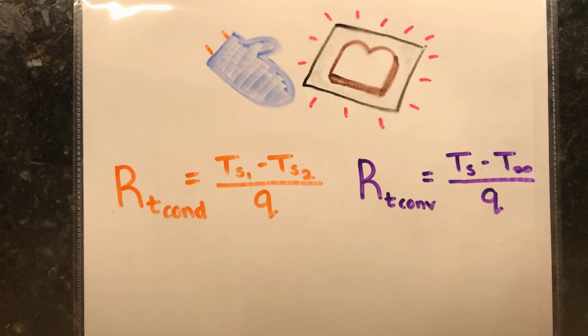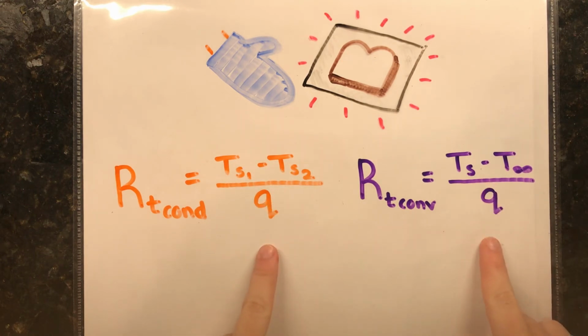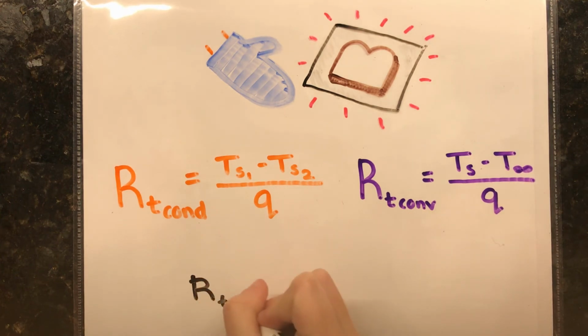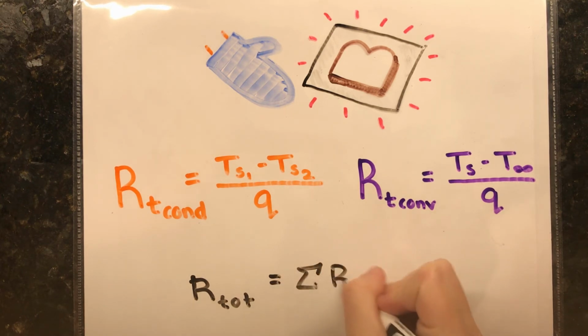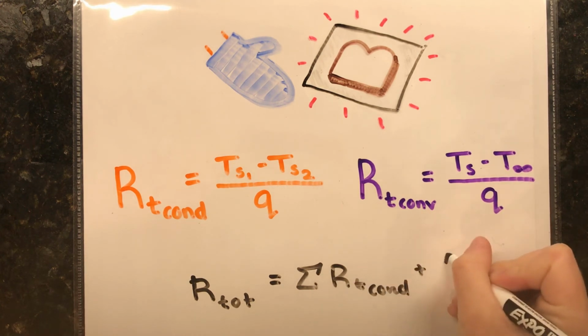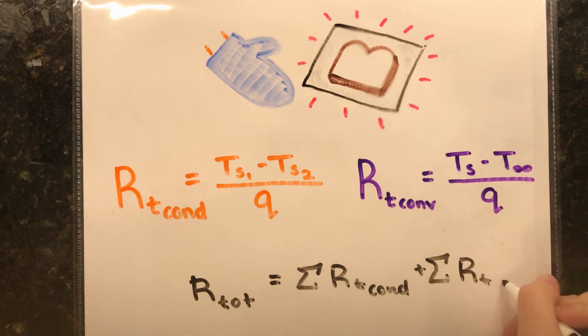Thermal resistance is a way of measuring how much a material will resist the transfer of heat. It is the ratio of the temperature difference between two surfaces for conduction or between a surface and a fluid for convection to the heat transfer rate. For a composite material, an object made up of several layers of different materials, the total thermal resistance is equal to the sum of the thermal resistances of each layer, as well as any thermal resistance at the fluid boundary.